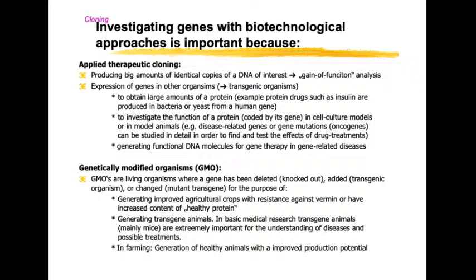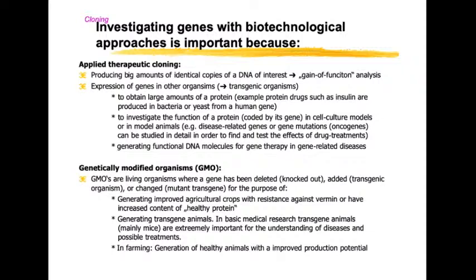So you can have identical copies of DNA of interest, the gain of functions that you're looking for, expression of genes in other organisms to obtain large amounts of protein, to investigate function of a protein in a cell culture model animal, generating functional DNA molecules for gene therapy in gene-related diseases. Genetically modified organisms could be produced with the help of these. So by deleting, like knockout, adding transgenic mice or changing mutant genes for the purpose of generating improved agriculture crops with resistance against vermin or increased content of healthy protein.